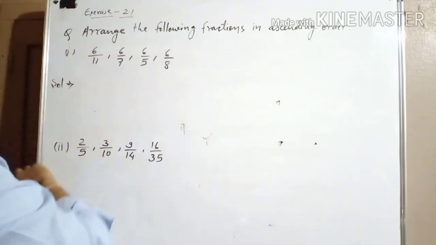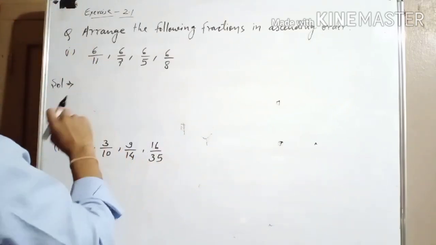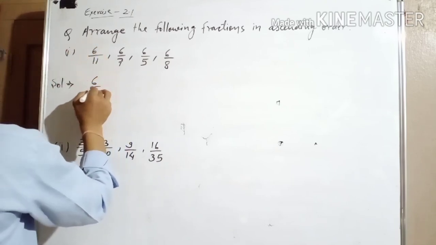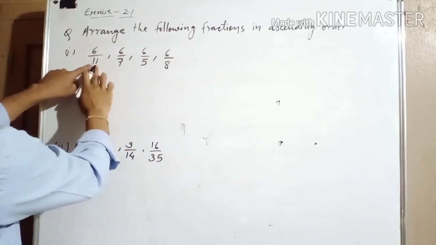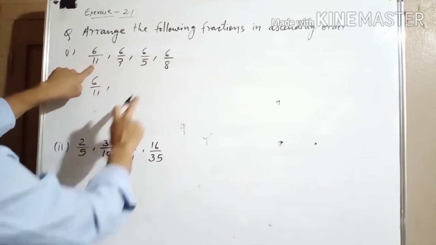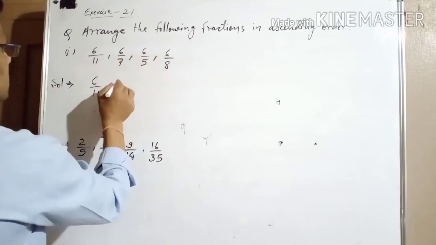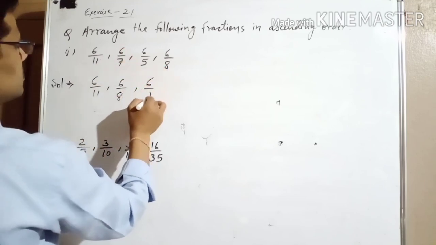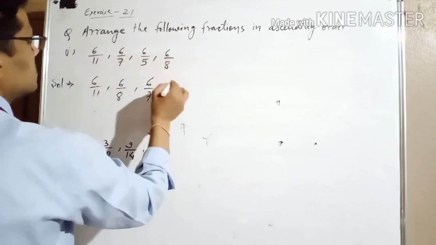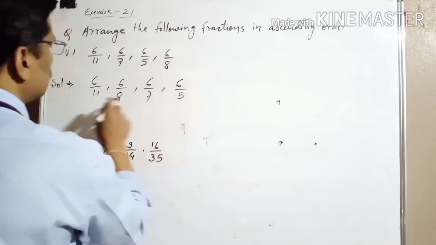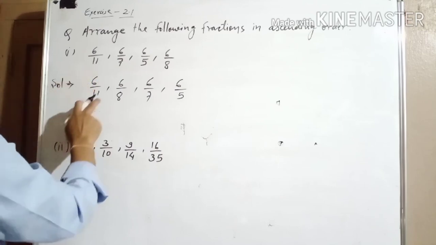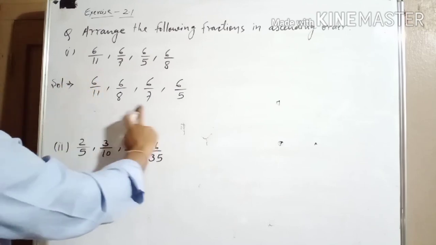So which number would we like to write first? The smallest. So which will be the smallest? 6 upon 11. That's why we write 6 upon 11 first. After 6 upon 11, we write 6 upon 8, then 6 upon 7, and then 6 upon 5, because this fraction has the smallest denominator, so it will be the greatest. Okay, this is our required answer.